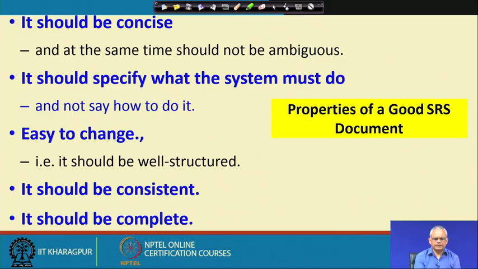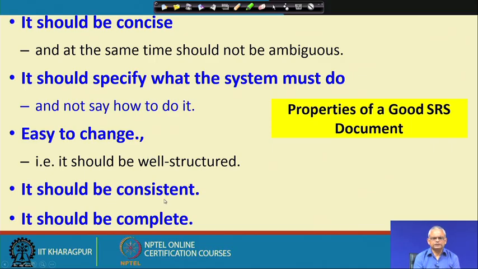It should be a black box specification, should specify what the system must do and not say how to do it. It should be easy to change, that is, if some functionality tomorrow changes, we should be able to change it very quickly. And how do we ensure that the document is easy to change, is that we have to structure it well. Like if you want to change one functionality, we should be able to change one place, should not have to change at multiple pages, different places and so on.